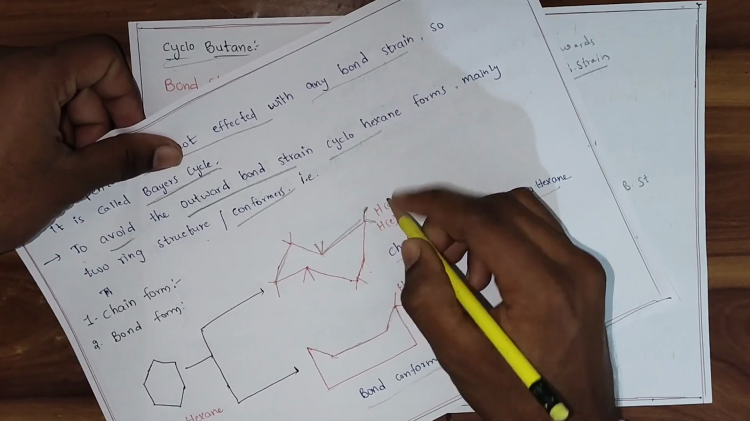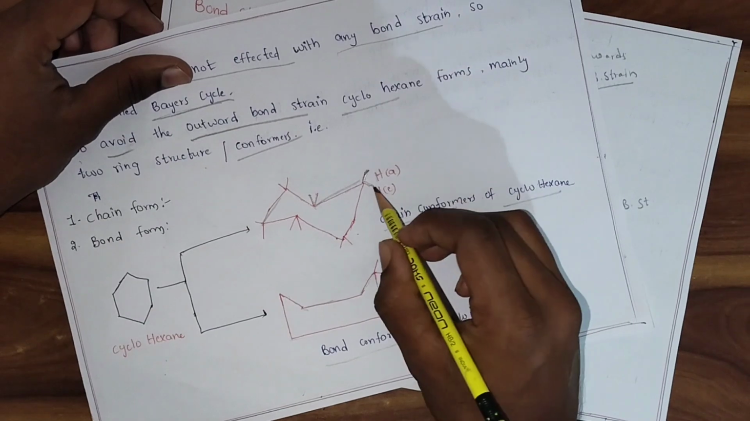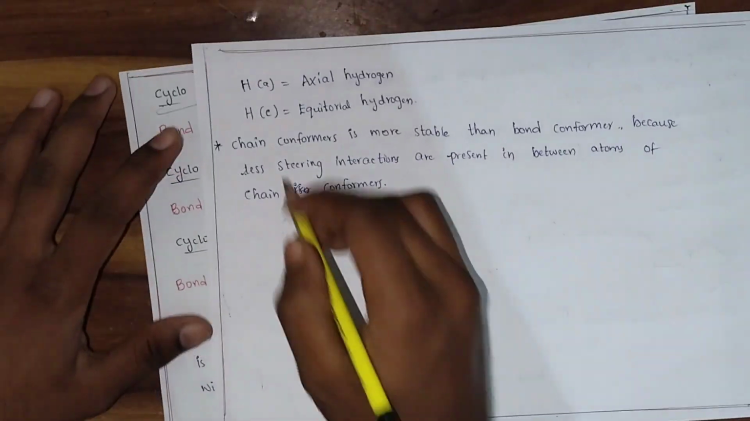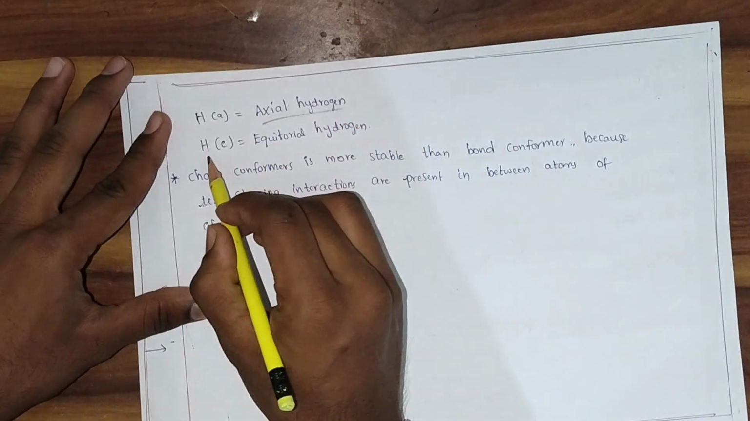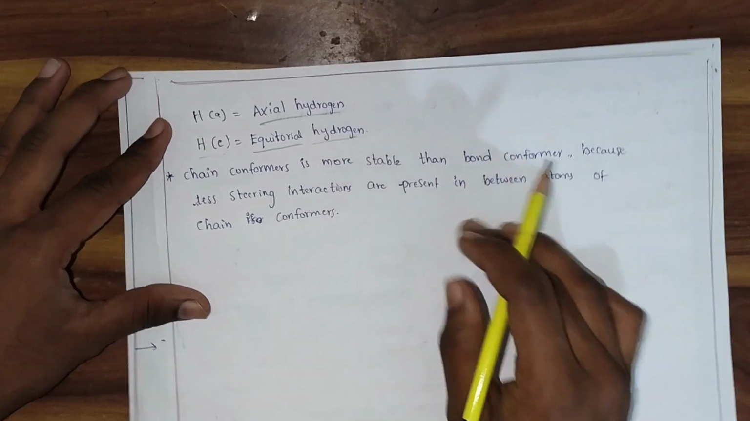This bond and this bond are referred to as HA and HE. HA refers to axial hydrogen, and HE refers to equatorial hydrogen.